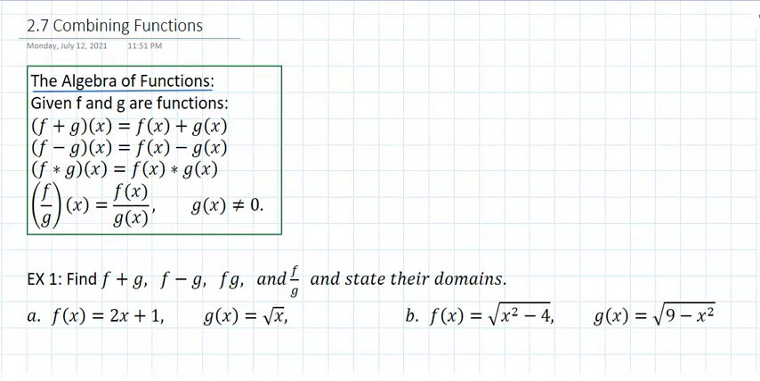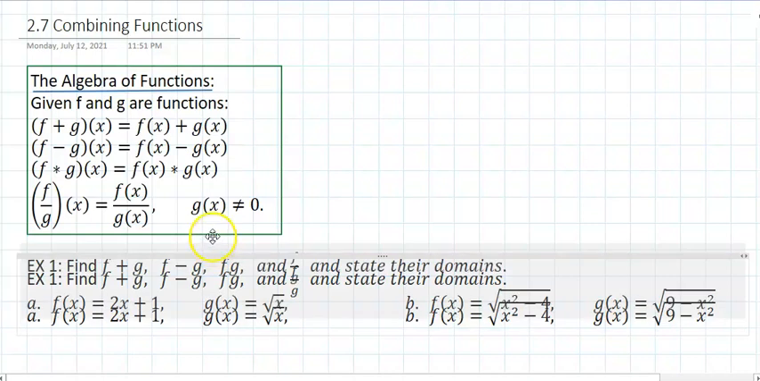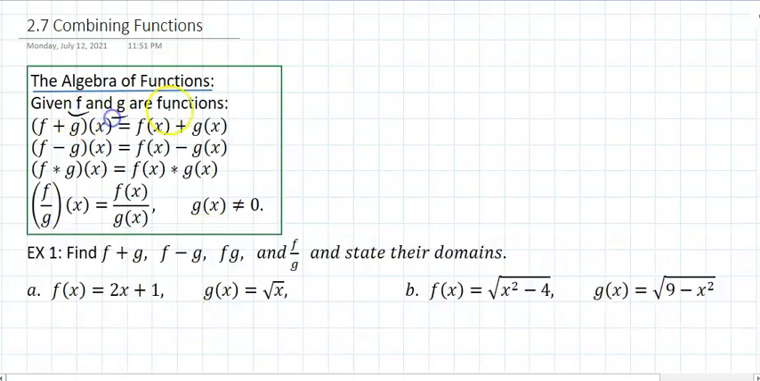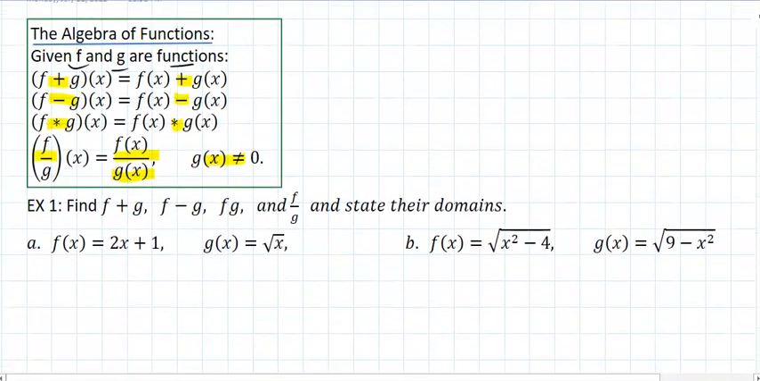Section 2.7 talks about combining functions, and here we start off with the algebra of functions. If f and g are two functions, then I can add the two functions, subtracting works straightforward, and multiplying and dividing work out identically, provided the denominator doesn't equal 0. So it's pretty much what you see, not that challenging.